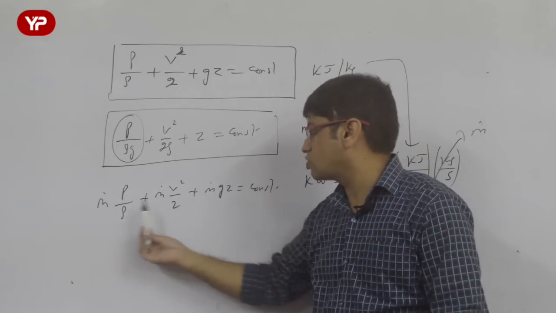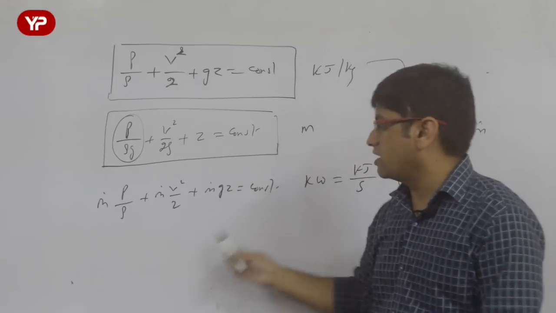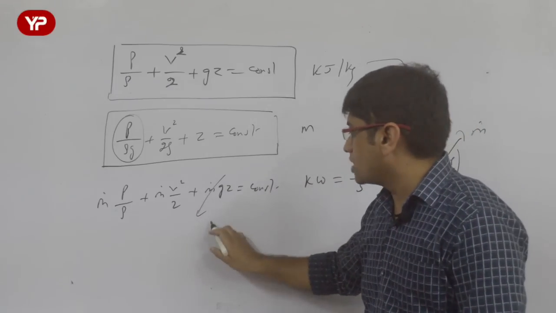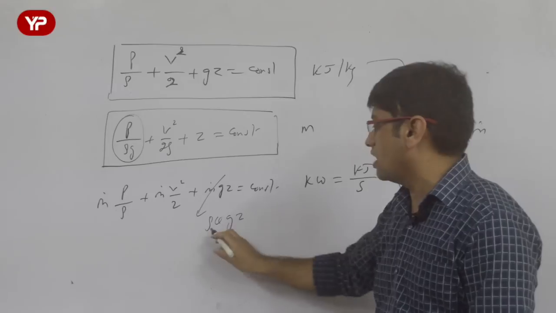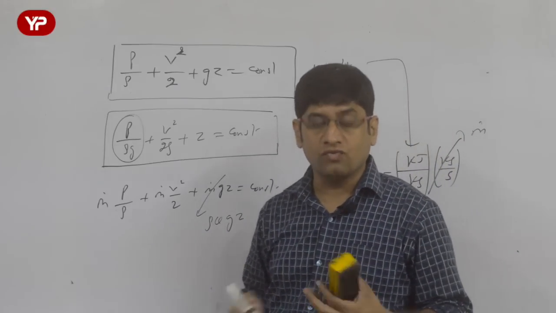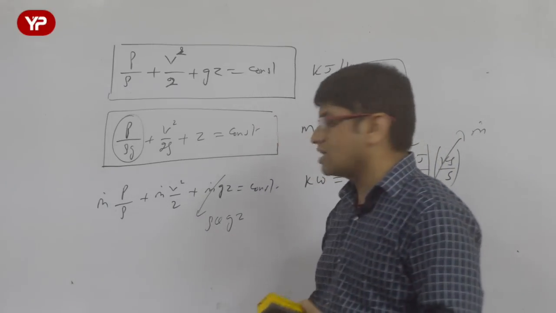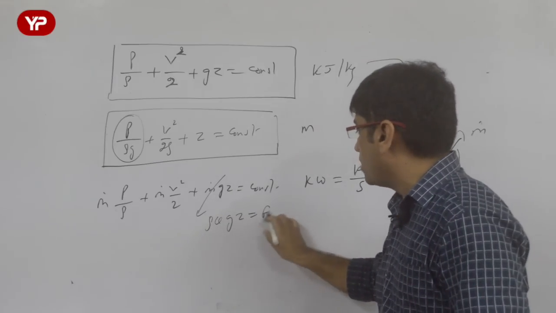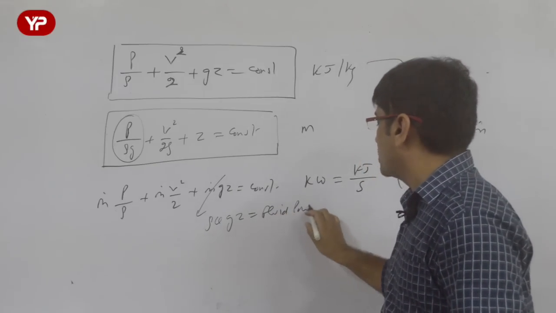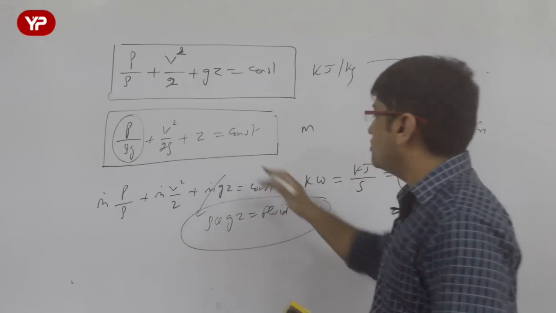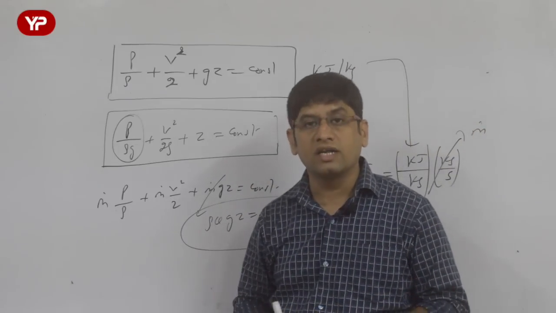So if mass flow rate is constant, that is the continuity equation, I can write it in this form. And how do you write mass flow rate? Mass flow rate is written as density into discharge, volume flow rate. So rho q g z is basically the fluid power. You get fluid power, and this is the third format in which the Bernoulli equation can be written.